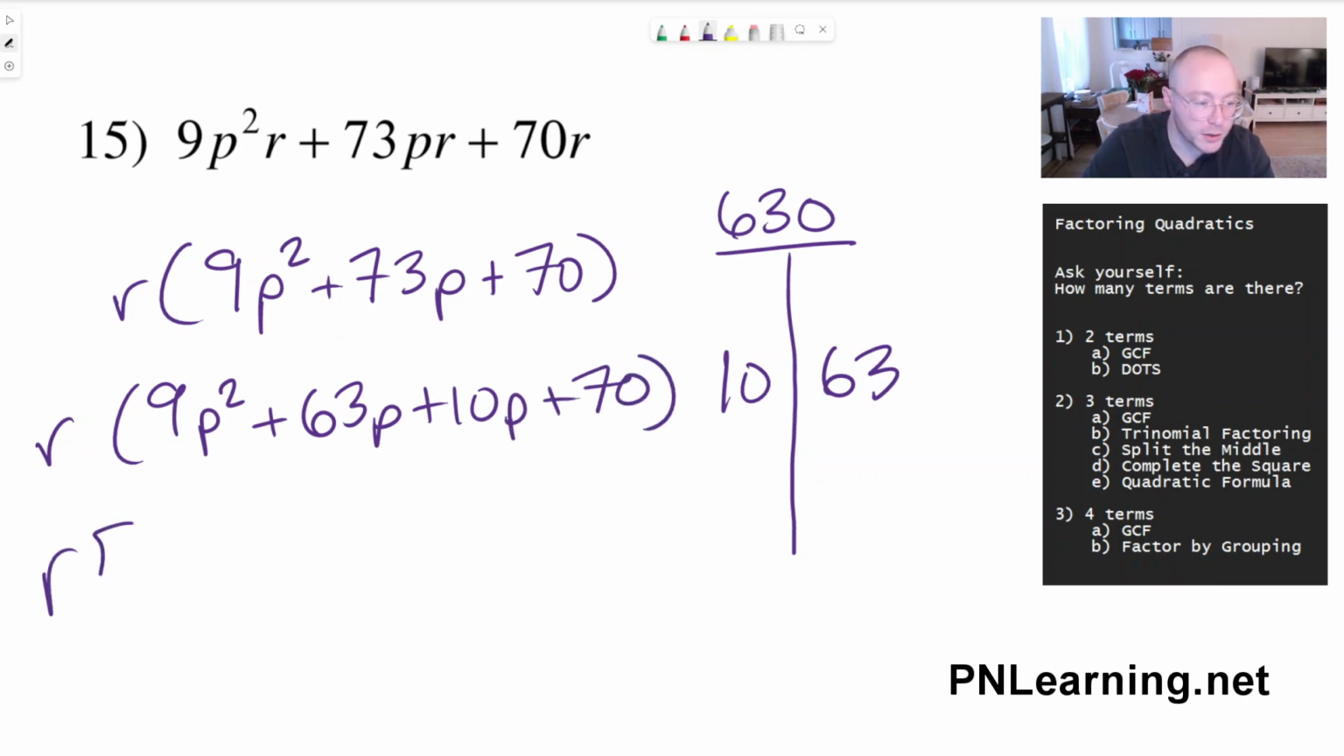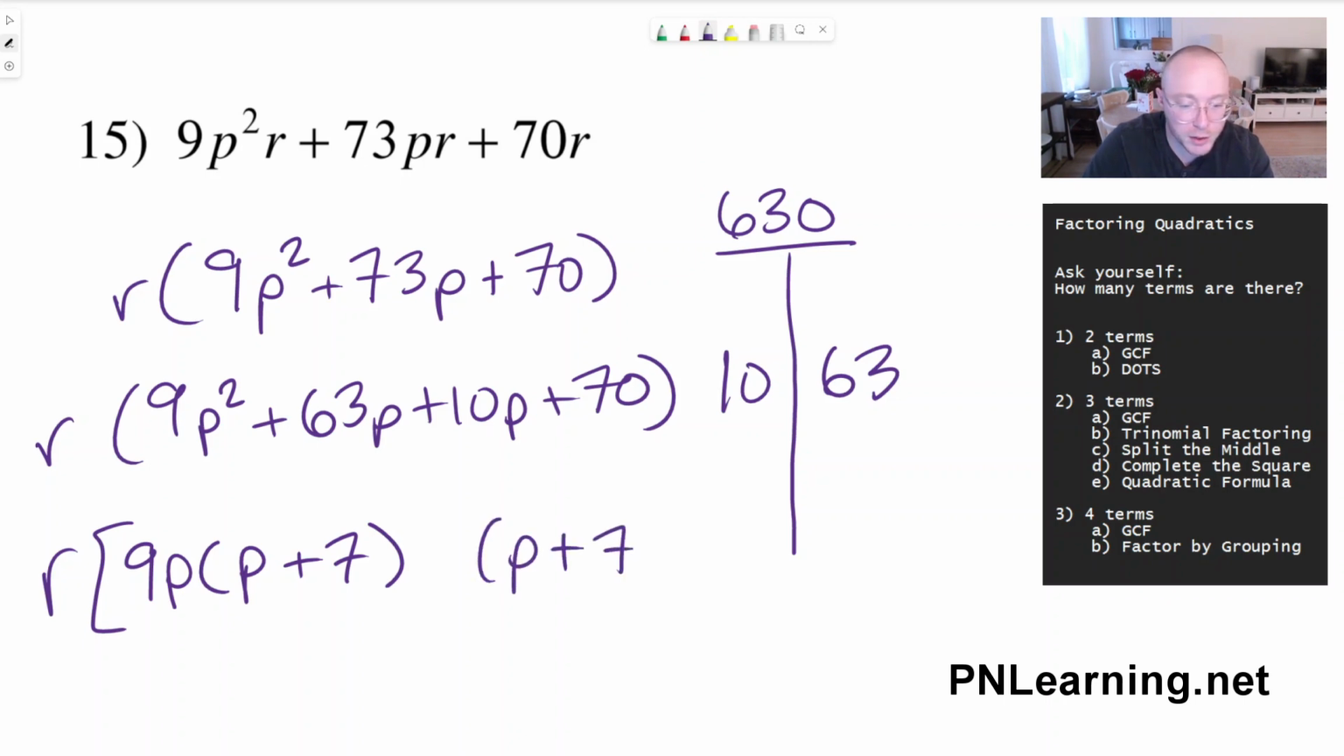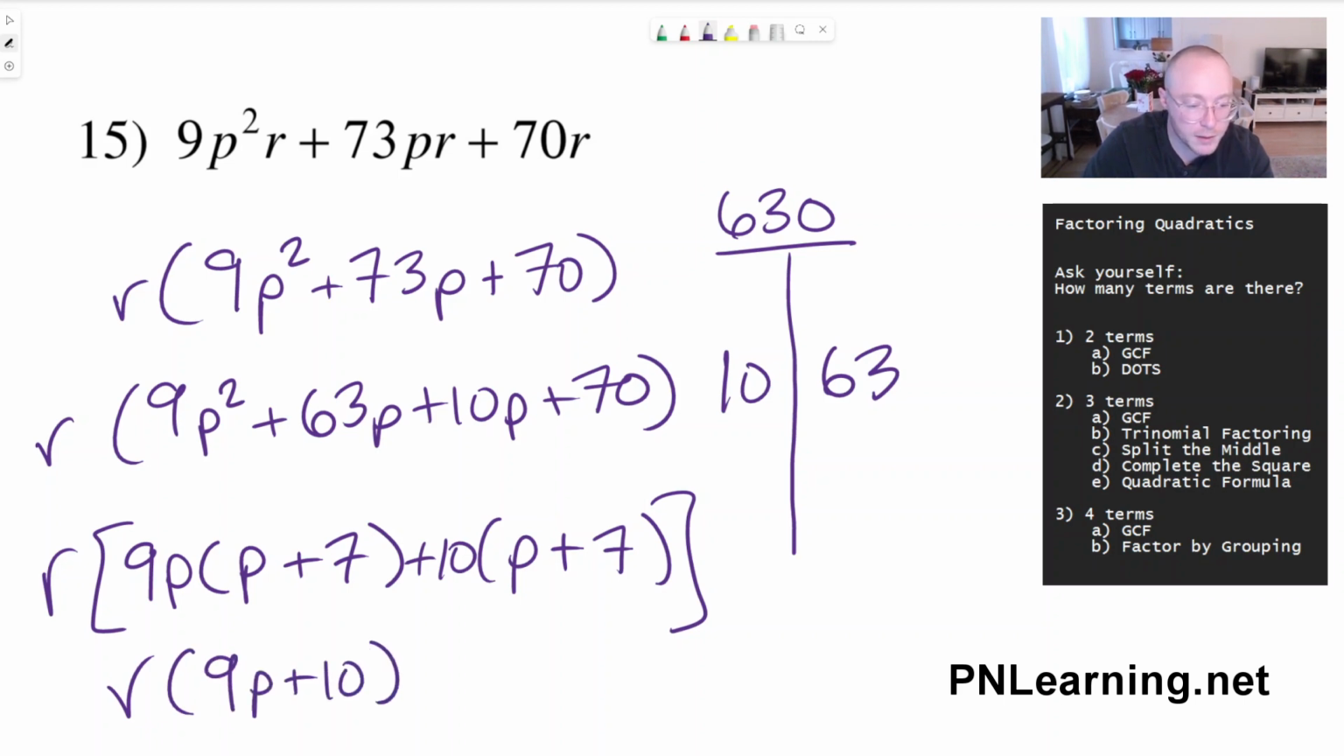And let's go ahead and see what our greatest common factor is for the first two terms there. Again, this is called factor by grouping. We're going to be able to take out a 9p, and that'll leave us with p plus 7. And then over here, if we want to get left with p plus 7, it looks like we're going to factor out a 10. And a positive 10 should do it. And there you go. So our final answer is going to be r times 9p plus 10 times p plus 7. And that's number 15.